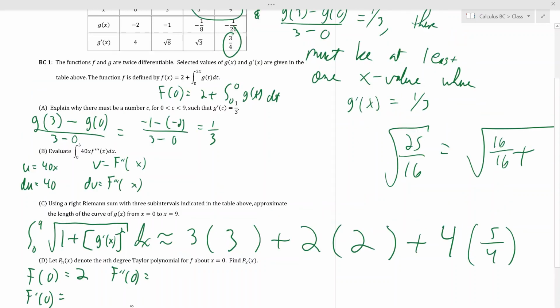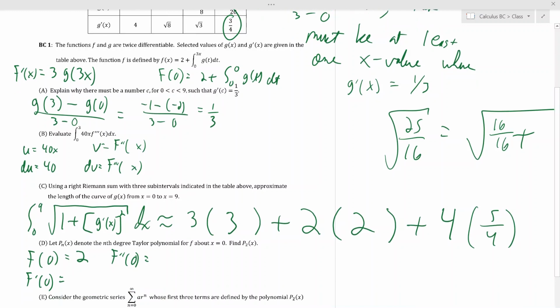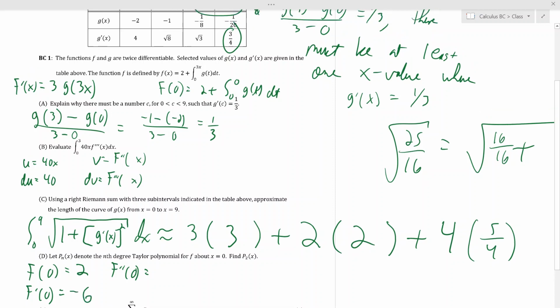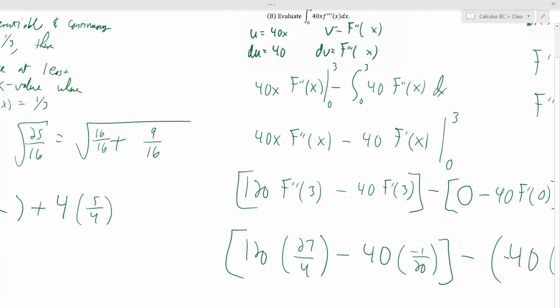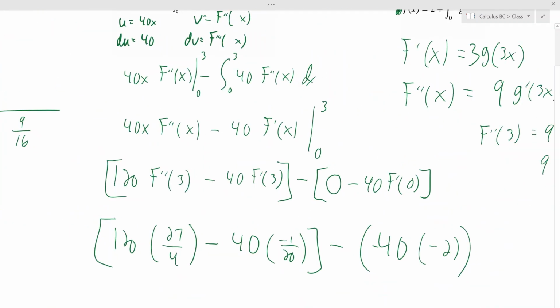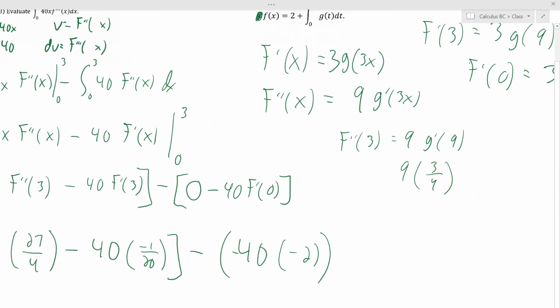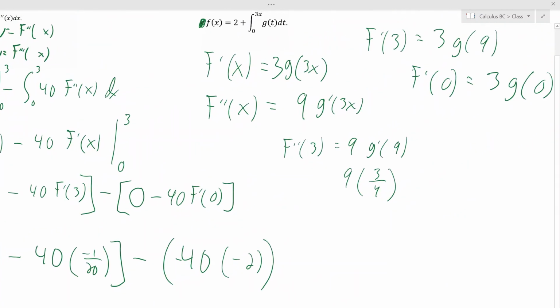Boom. F prime of x, we wrote this before, I wrote it over here. F prime of x, the 2 goes away, was 3g of 3x for reasons I explained before. Okay, so f prime of 0 is 3g of 0, and g of 0 is negative 2. So 3 times negative 2 is negative 6. Okay, is that what we got over here? Why does that feel different? Should that number be a negative 6? Did you guys notice that? This should be a negative 6.